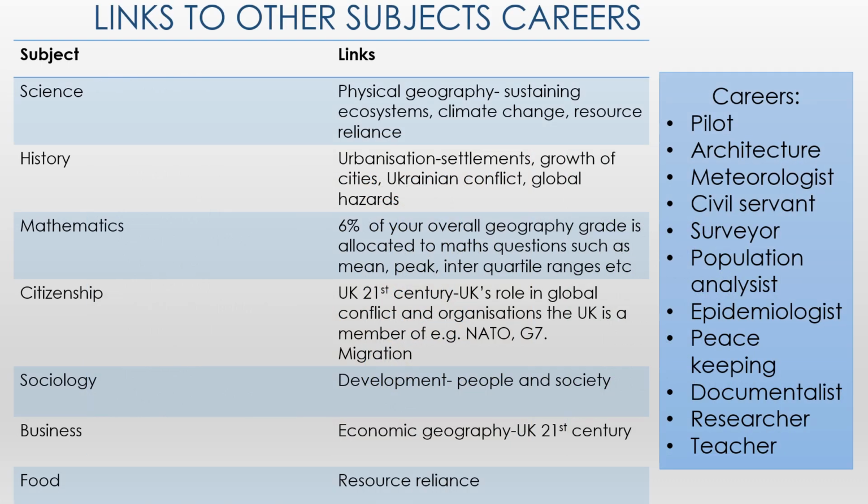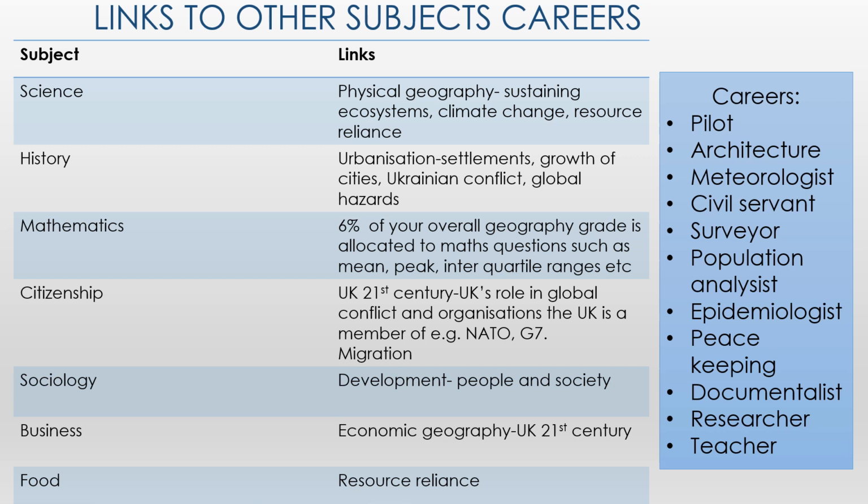Cross-curricular links: as a subject, I would say number 1, there are a lot of science links. When we're looking at ecosystems, climate change and resource reliance, there are a lot of scientific terms that we refer to, so we always say it's excellent having that scientific background. History as well: if you've done history for Key Stage 3, we look at the development and growth of cities, and also conflict. Conflict plays a role because it is linked to the geography.